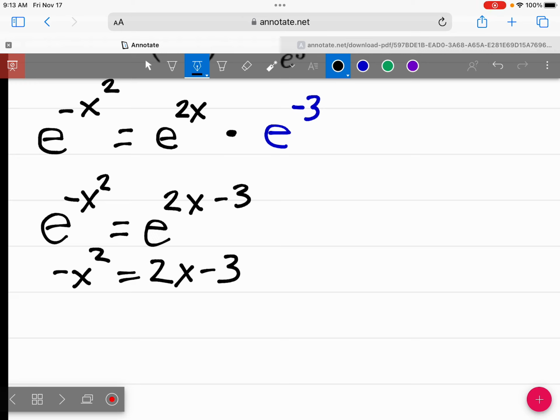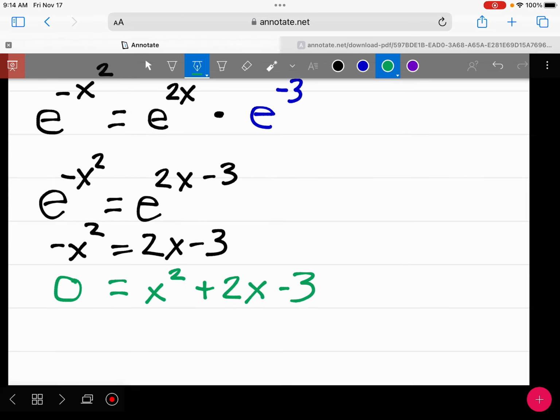All right, so how do we solve this? What do we need to do? Add x squared. So we're going to have 0 equals x squared plus 2x minus 3. Now add 3 on both sides. Factor. Or quadratic formula for feeling real froggy. Go for it. But this one does factor.